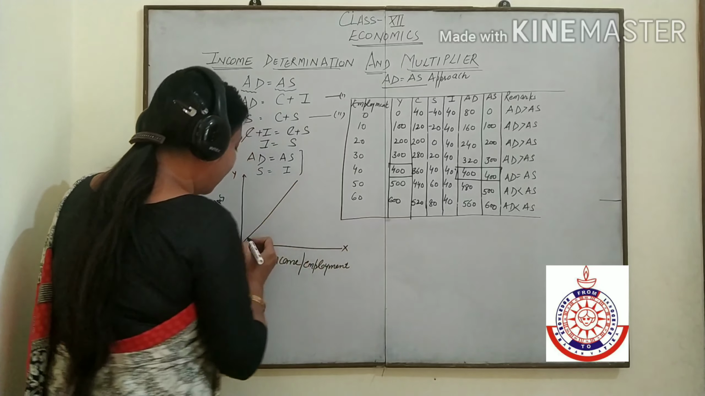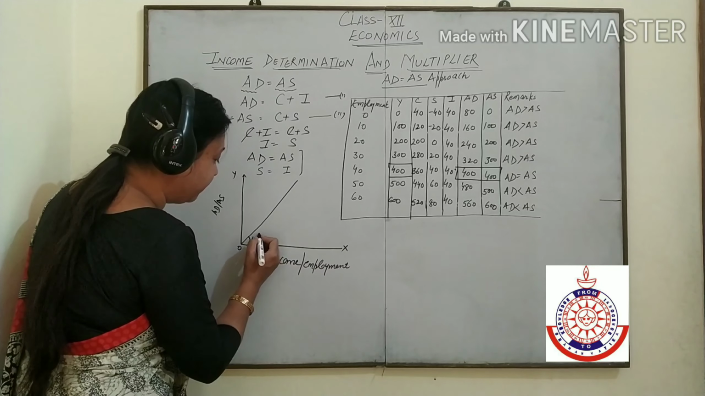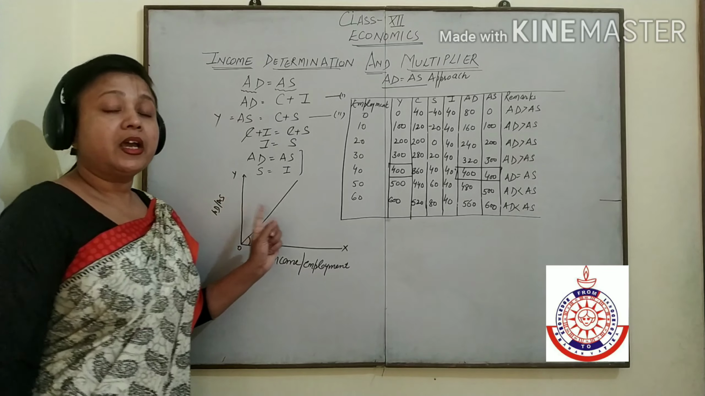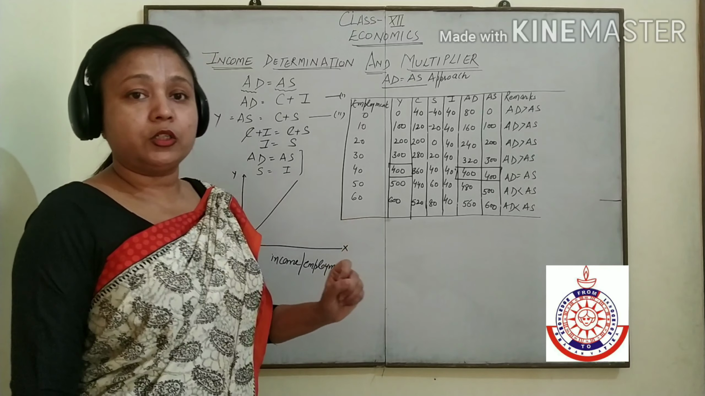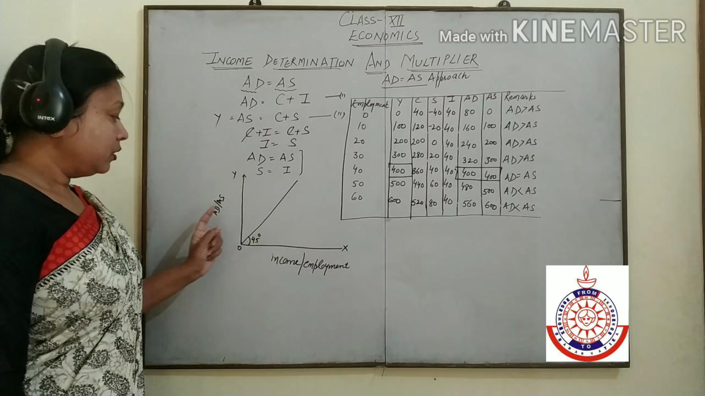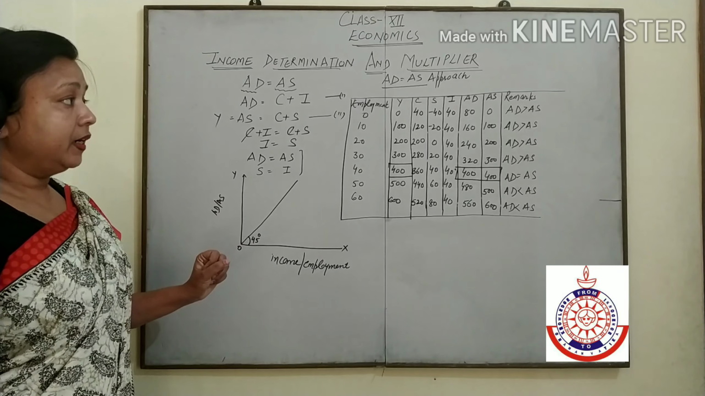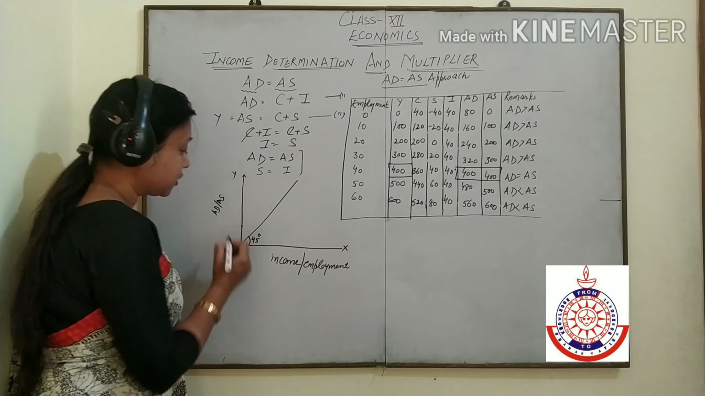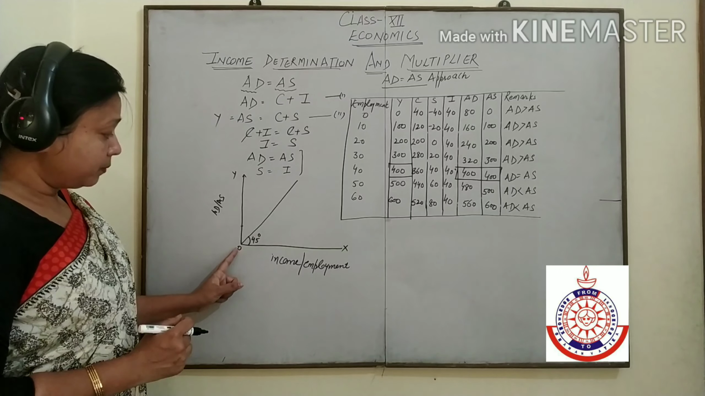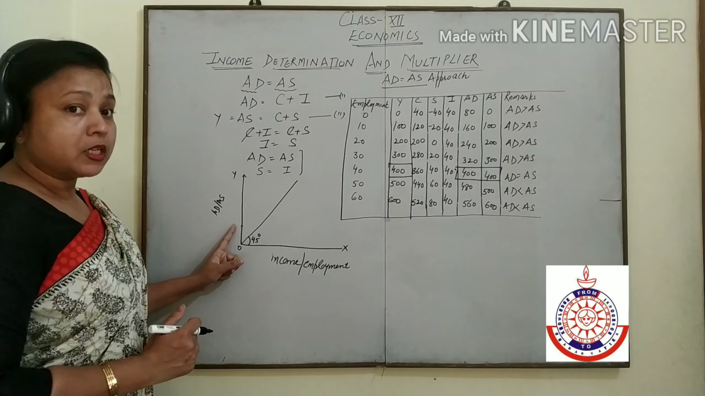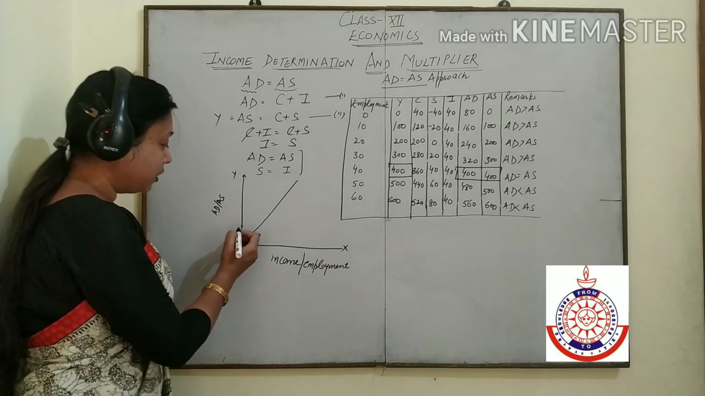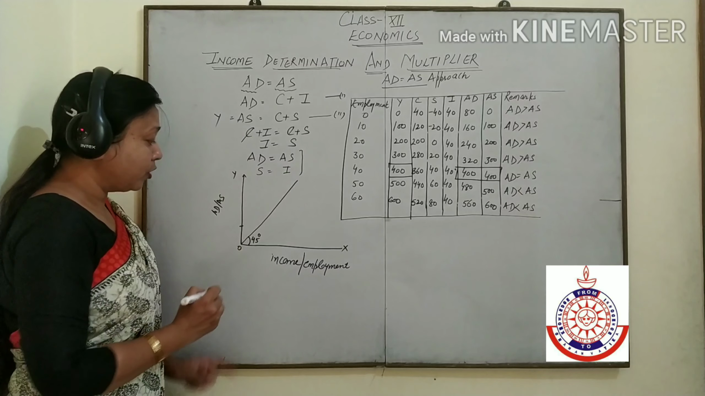a 45-degree angle. What is the meaning of this 45-degree angle? This 45-degree angle shows that aggregate supply is equal to income. Now, what is aggregate demand? Aggregate demand starts from the OY axis, because whenever our income is 0, we have to consume some amount. We have to consume some consumption. Aggregate demand starts from here.